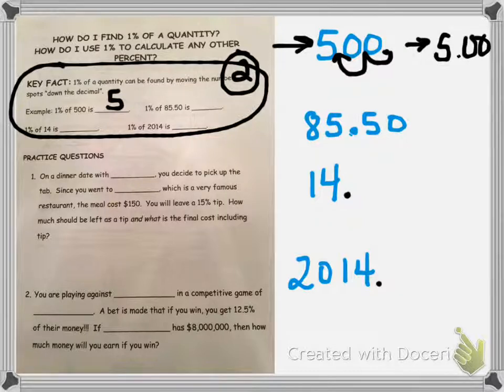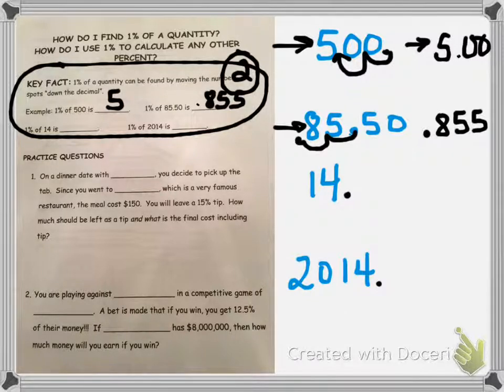In the next example, we need to find 1% of 85 and 50 hundredths. Again, if you're going to push it down 2 spots, it's going to bump the decimal all the way over to here, which leaves us with a final 1% of actually 855 thousandths, using our good vocab.